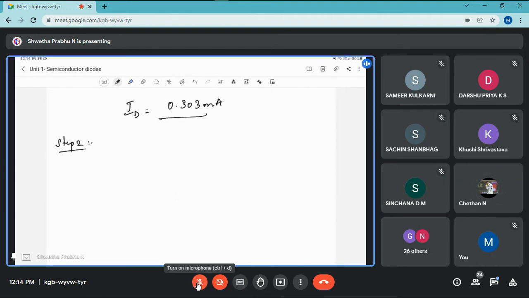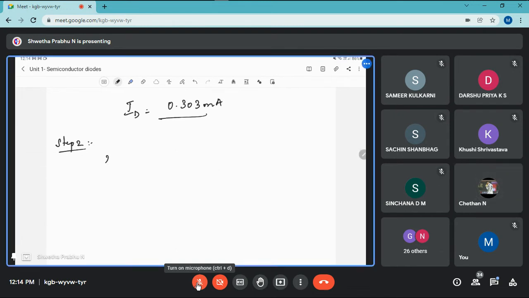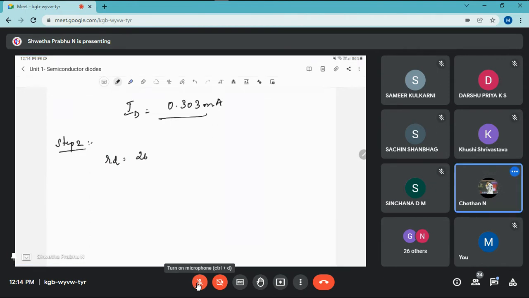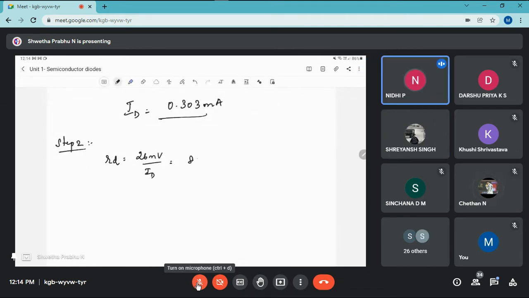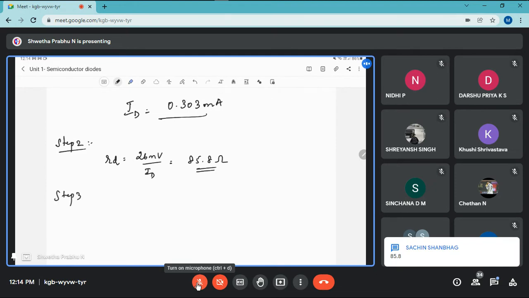Chetan, can you tell me what is step 2? On dynamic resistance. Okay. How much did you get? On finding, ma'am, 85.8. Yes, ma'am. Correct. It is 85.8 ohms. Correct. Okay. Next, step 3.